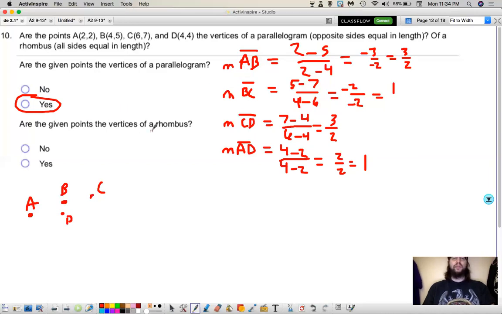Now, is it a rhombus? Well, definition of a rhombus: all sides are equal in length. We could look at the diagonals, BD and AC, and see if they're perpendicular. If that's true, then it would be a rhombus. But we'll go with the lengths, just so we can practice the distance formula. So let's find the distance of AB. I'll just stick that over here in blue. So looking for AB.